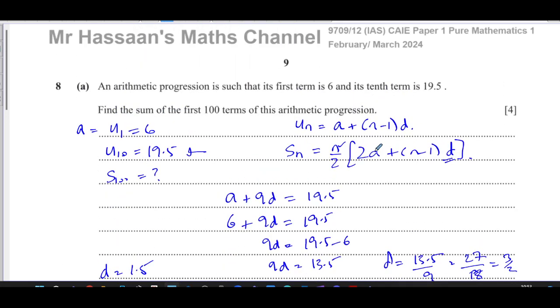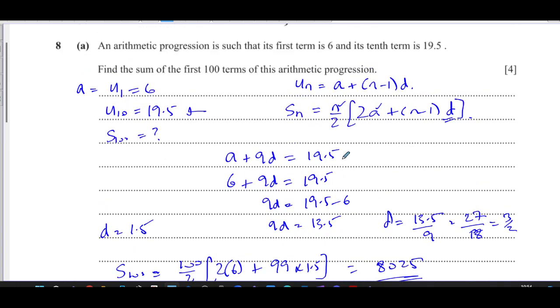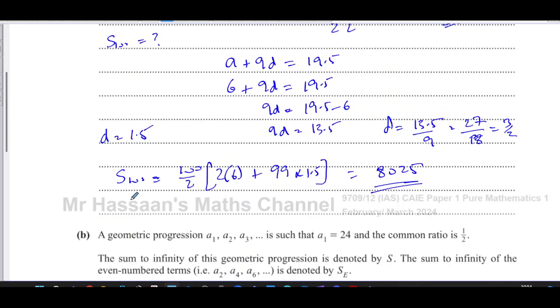The key was to find what d is by using the information given and then stick it into the formula for the sum of the first 100 terms. So 100 over 2 times (2 times 6 plus 99, because 100 minus 1, times d, which we found is 1.5). So there's part A done. Now for part B.